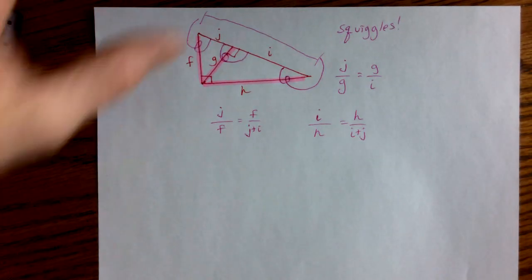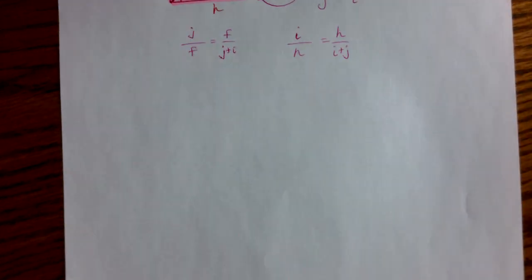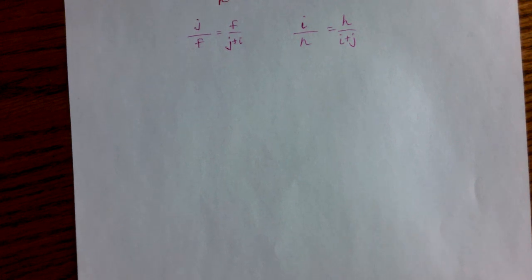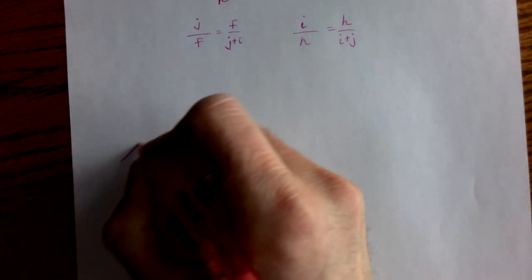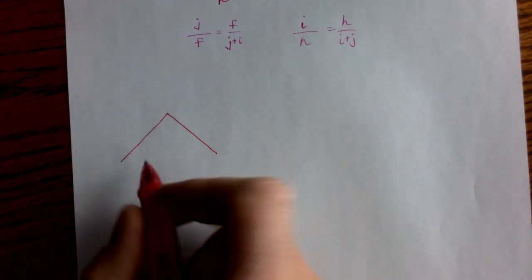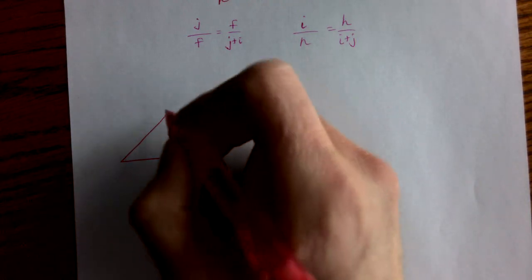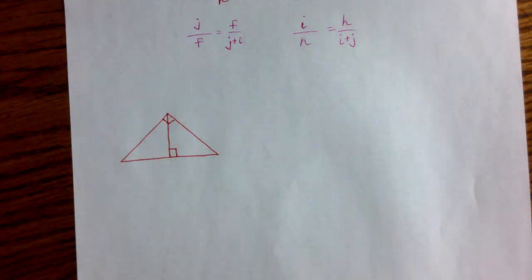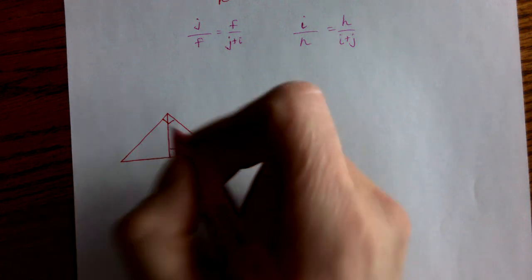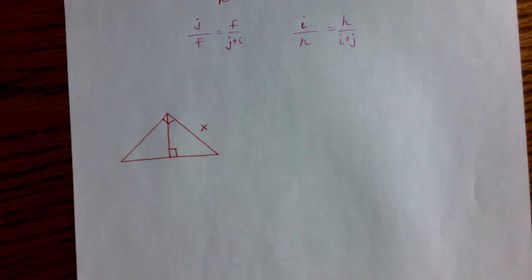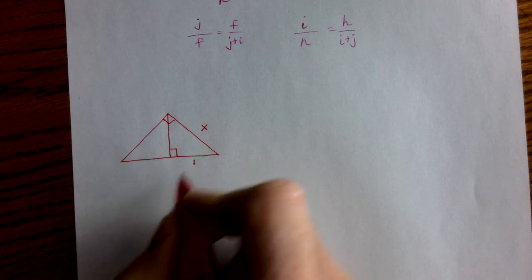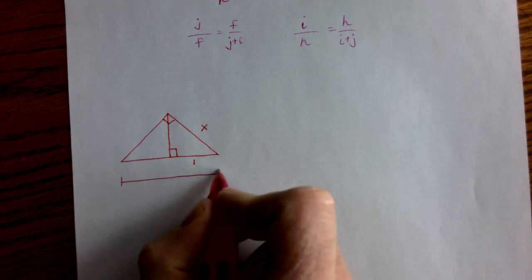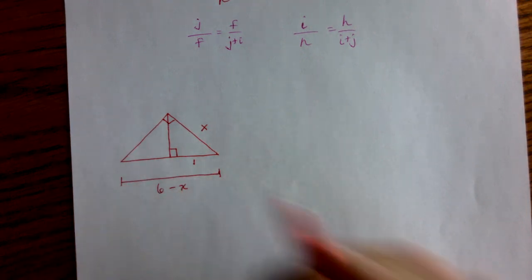Hopefully you're writing these down here for your video. We're going to give you two examples that are going to deal with some algebraic properties here. Well, it's not just algebraic properties. It's basically just how well do we remember our solving with algebra. So if we have an altitude on a hypotenuse there, I'm going to put an X right there. I'm going to put a 1 here, and I'm going to make this whole segment here 6 minus X.